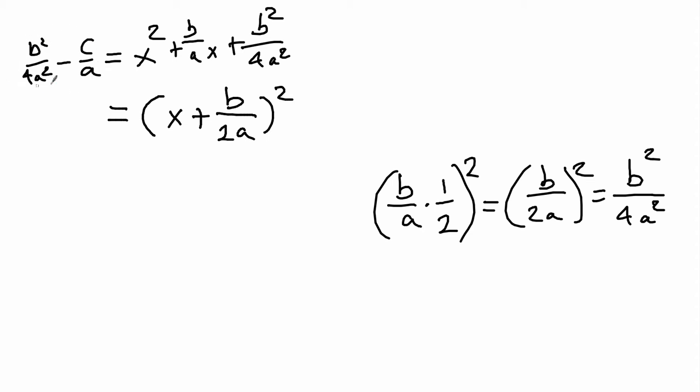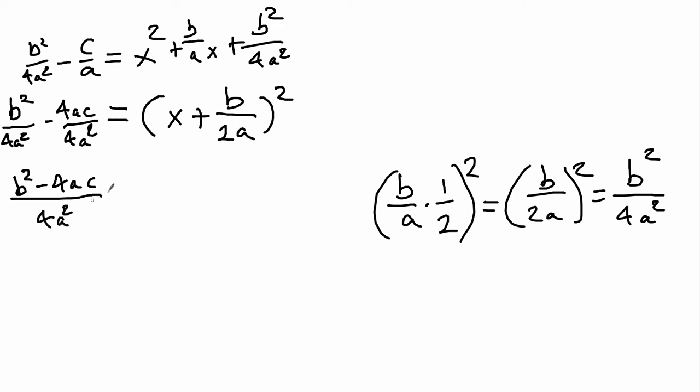On this side of the equation, we're going to get a common denominator, and then combine like terms. We need 4a squared on the bottom here, so we multiply by 4a on the top and on the bottom. So you get b squared over 4a squared minus 4ac, since 4a times the top and 4a times the bottom gives us 4a squared. Now we can combine the left side into b squared minus 4ac all over 4a squared, and that's equal to x plus b over 2a squared.